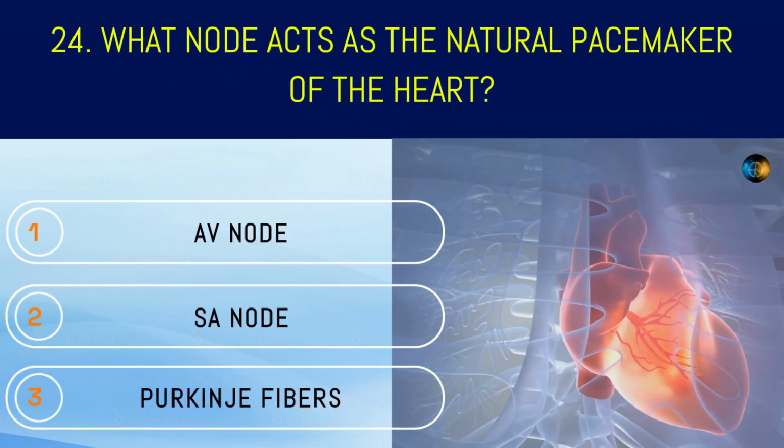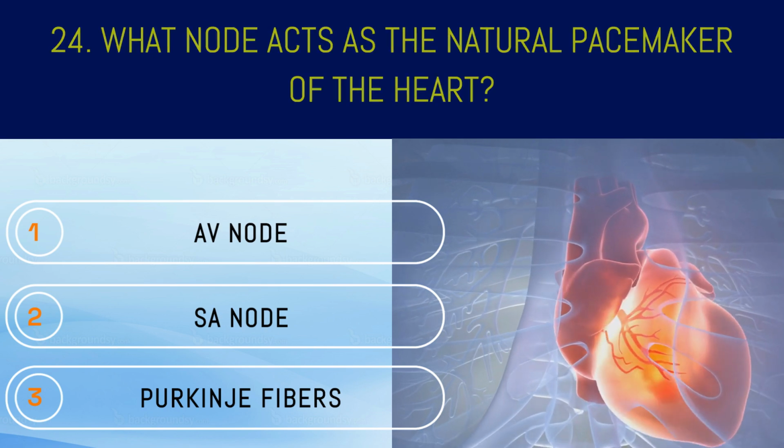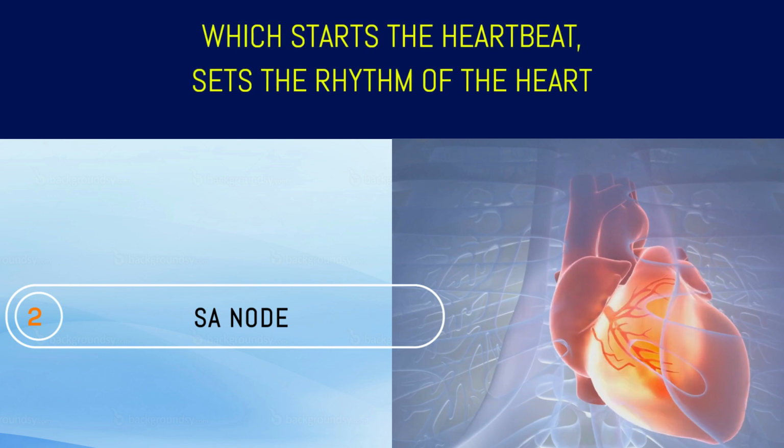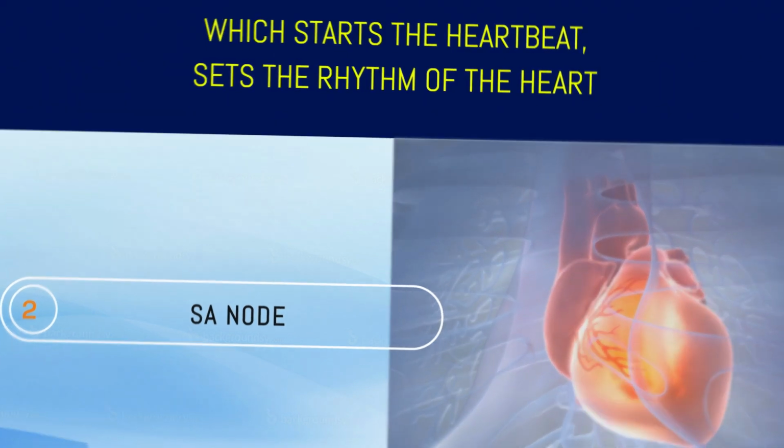What node acts as the natural pacemaker of the heart? AV node, SA node, Purkinje fibers. SA node, which starts the heartbeat and sets the rhythm of the heart.